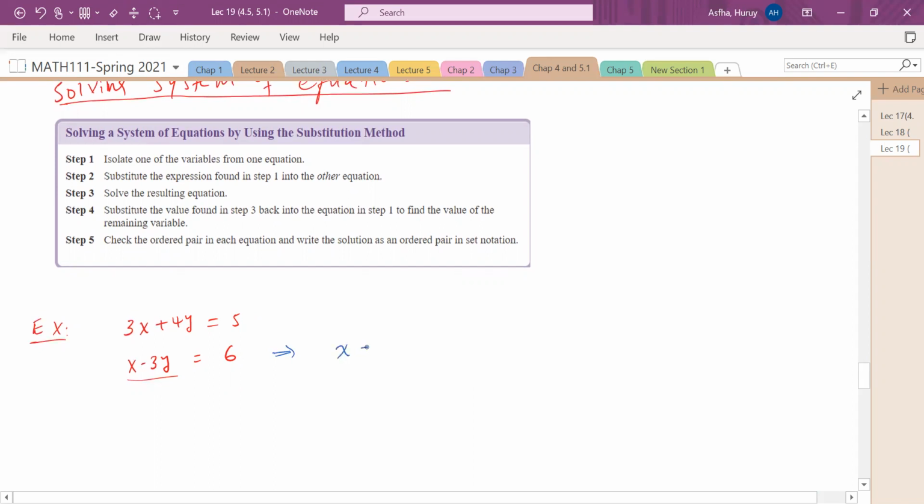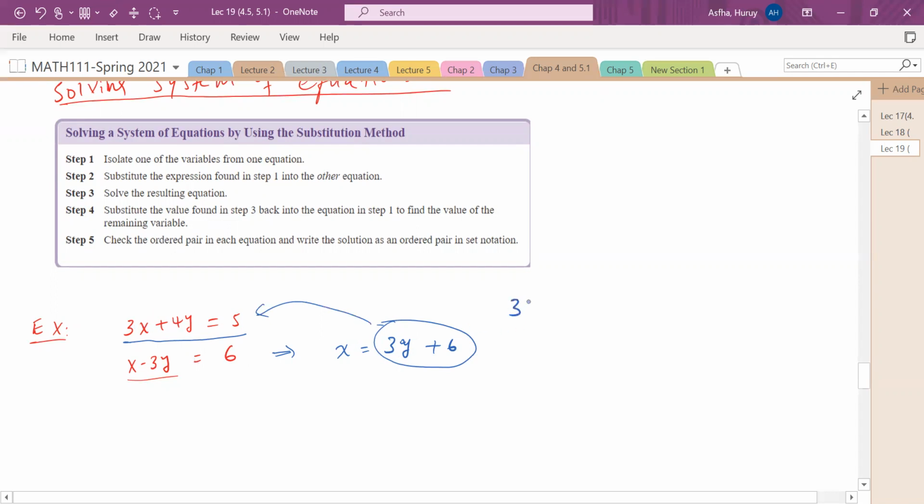So I will write x equals 6 plus 3y. Or we can rewrite the other way. It will be 3y plus 6. Now, here again, we have x and y. So I will substitute this term, this expression, in place of x here. Okay? Do not substitute in the same variable, in the same equation. That's a mistake. We have to substitute the value of this expression in place of x here.